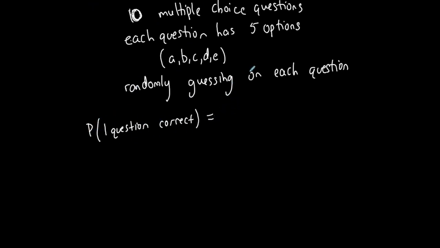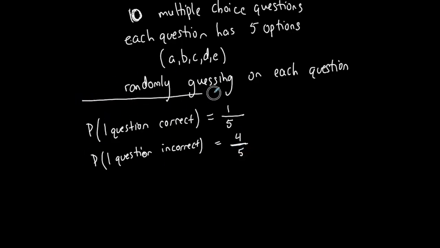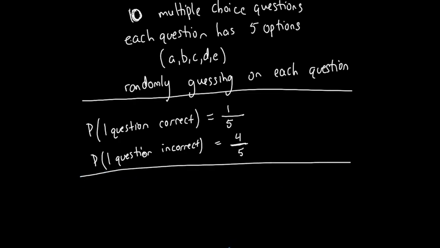Well, if there are 5 total options, only one of the 5 is correct. So the probability that I randomly get one question correct is 1 out of 5. Therefore, the probability that I get one question incorrect is 4 out of 5. 4 out of the 5 options are incorrect. These are complementary events. Now I'm going to go deeper. This is just for one question, right? Let's leave this here separate by itself for a second.